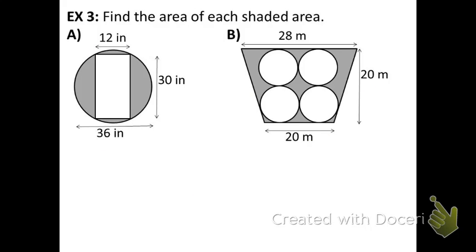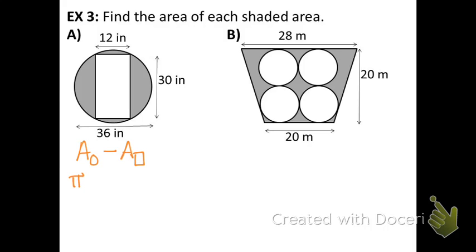On example 3, we have to find the shaded region here, or area, and we can see that this white means that there's a hole. So in this case, we're going to say that we have a circle, and we're going to take away the rectangle. So for my circle, the area of my circle is pi r squared.